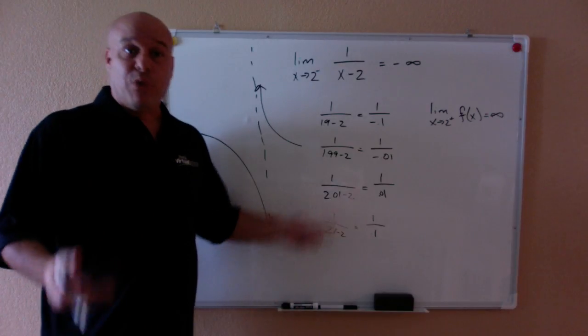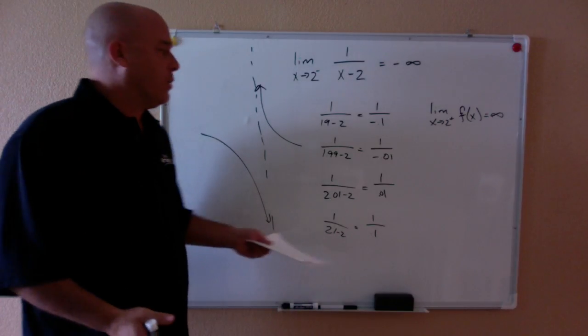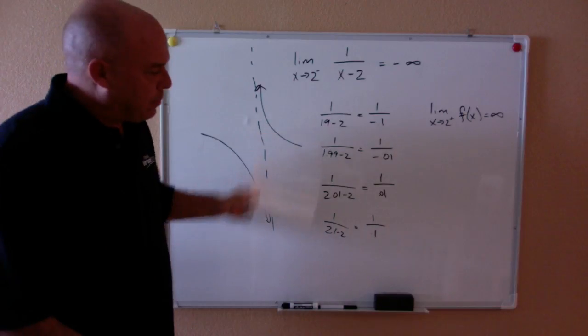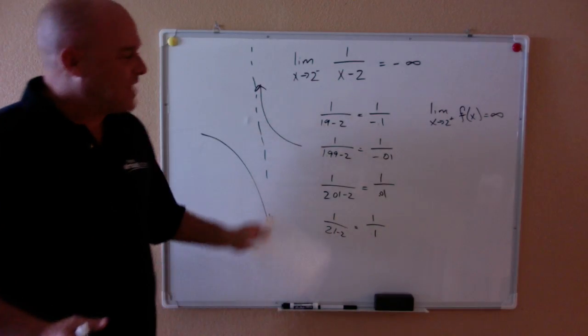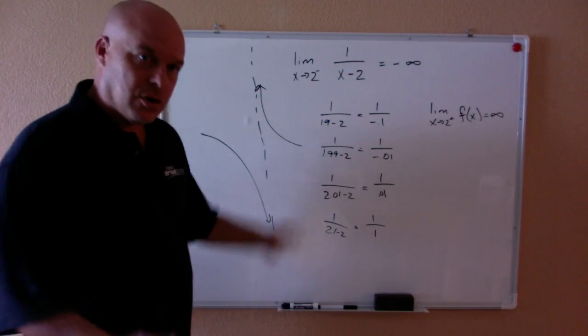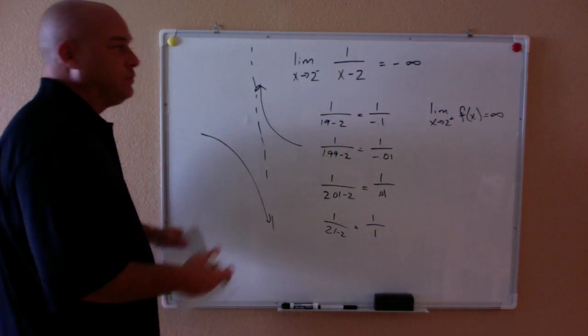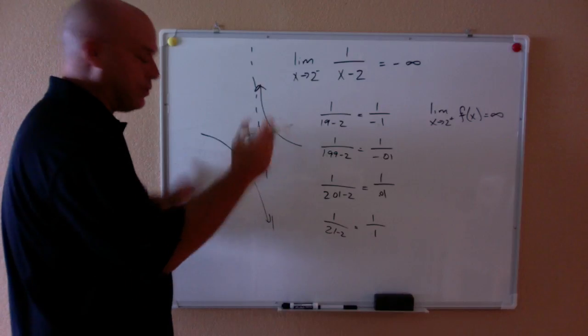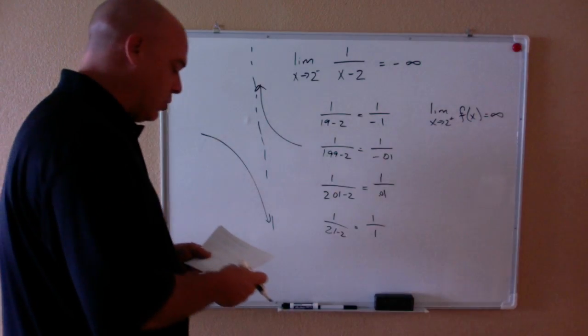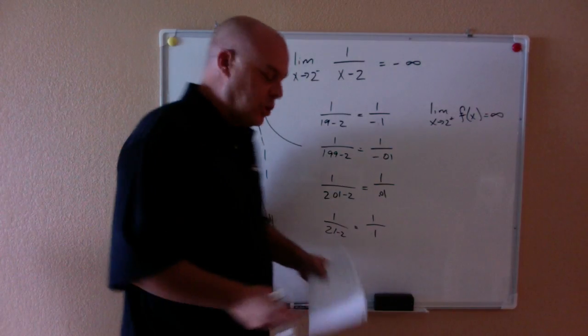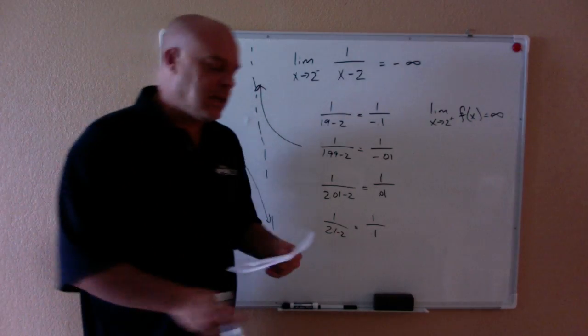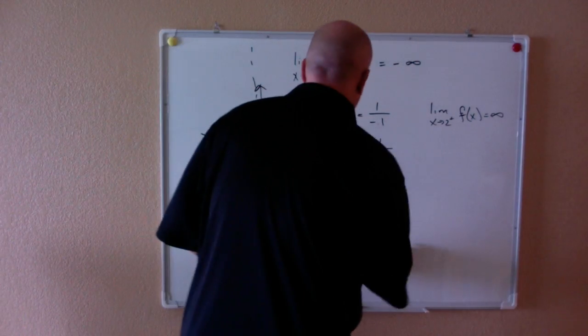Not really any algebraic way to explain this other than to go through and plug in points and try to determine what's happening there. And you can see our denominator's getting smaller and smaller, and so the result of the whole thing is getting larger and larger. Okay, so that's what's going on with these things. Let's take a look at another one, something similar.